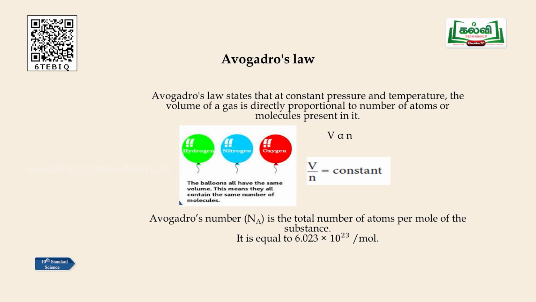Now, how we can explain this is, you can see there are 3 balloons and each balloon has a different gas, but you can see the volume is similar. When you take balloons with similar volume, that means they will contain the same number of molecules, because the pressure inside the balloon is the same, the pressure outside, the atmospheric pressure, is also the same, and therefore the volume inside all 3 balloons is similar.